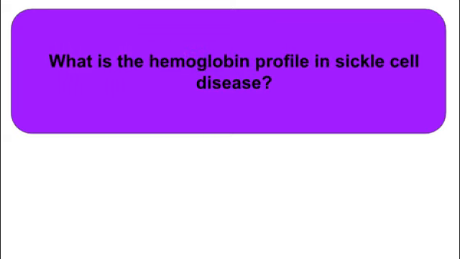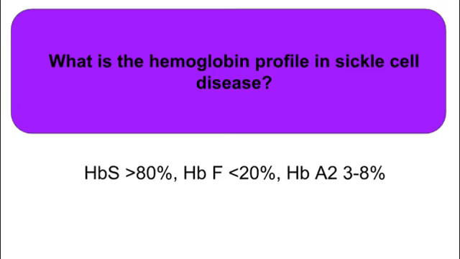What is the hemoglobin profile in sickle cell disease? Hemoglobin S is typically greater than 80% and hemoglobin F is less than 20%. If hemoglobin F is greater than 20%, think of hydroxyurea treatment or hereditary persistence of fetal hemoglobin. Hemoglobin A2 should range between 3 to 8%.